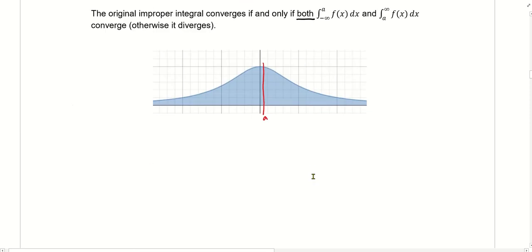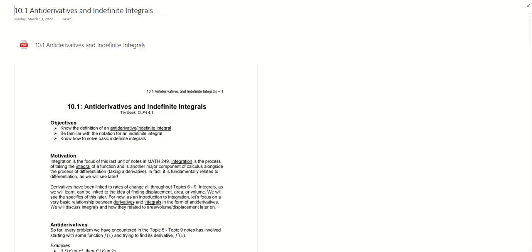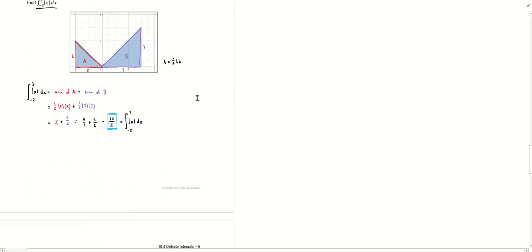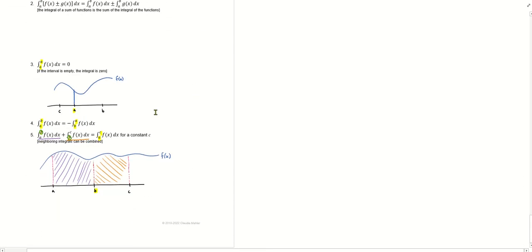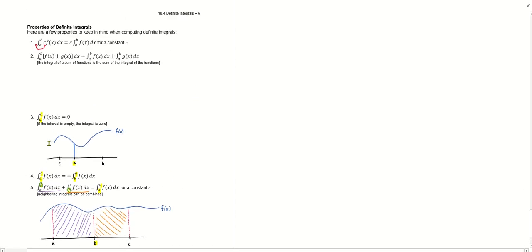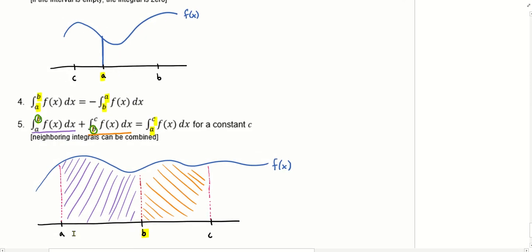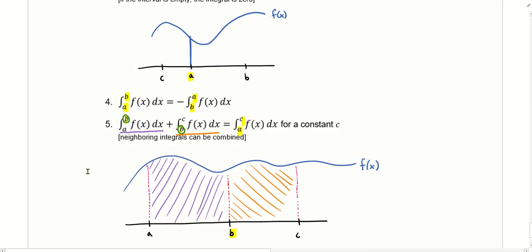Now, to explain this a little bit better, I'm just going to do this here just so that we don't have to break up our examples as we go forward. I'm actually going to go back to topic 10, and I'm going to go back to the 10.4 notes, specifically that very last page, where we talked about this very last property, property 5 of definite integrals.